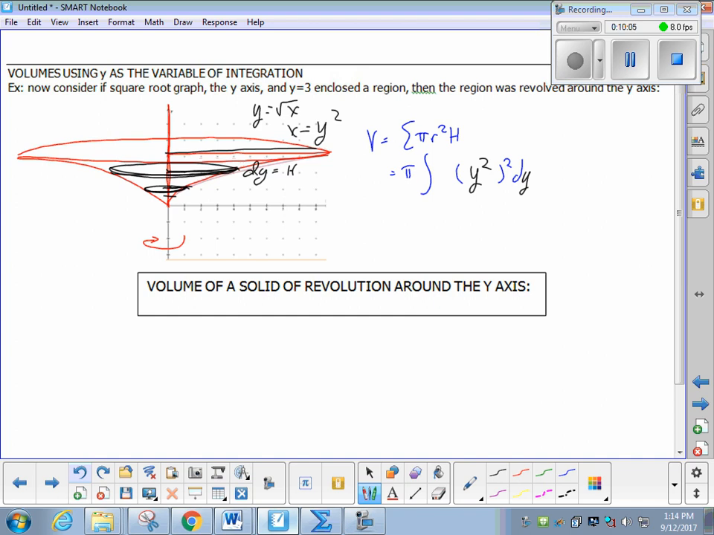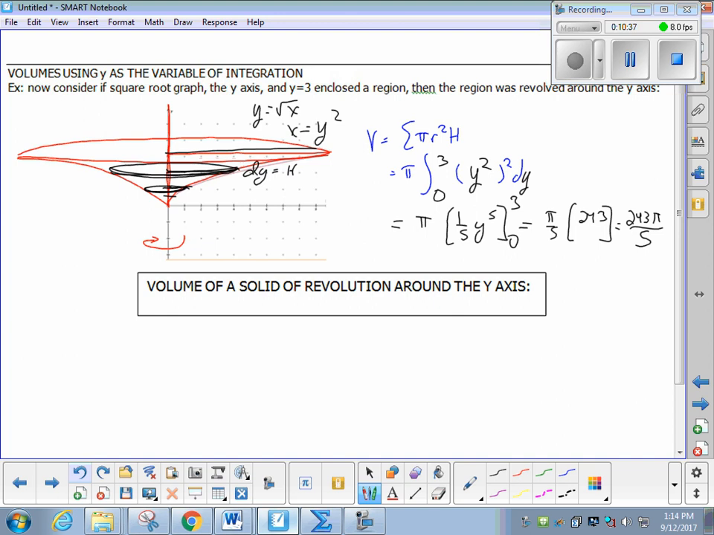The limits of integration, 0 to 9 now, or 0 to 3? 0 to 3, because the y region is 0 to 3, not 0 to 9. The y values are 0 to 3. What is the antiderivative of y to the 4th? 1/5 y to the 5th. What is 3 to the 5th? 243. So the volume of that is 243 pi over 5.